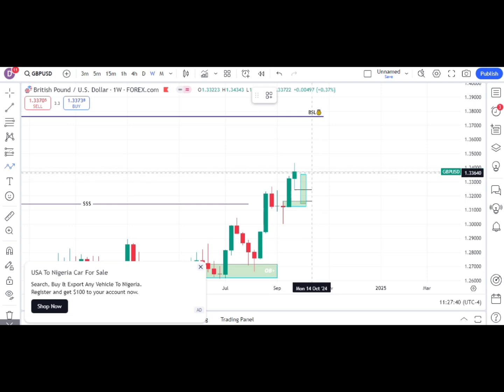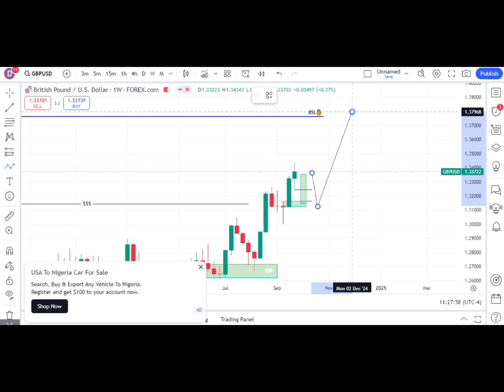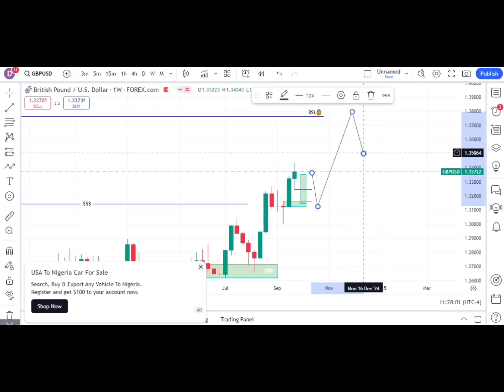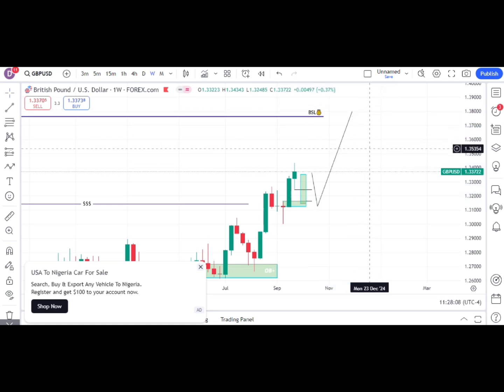This is not a market, so we might come here, fill this order block, fill the fair value gap, and then mitigate the order block, and then we drive higher towards this buy side liquidity right here. So that's basically my conviction. This is what I would love to see. So now this is my bias.